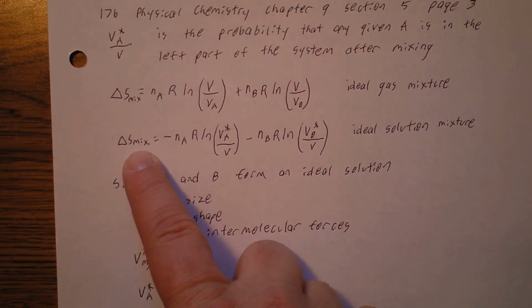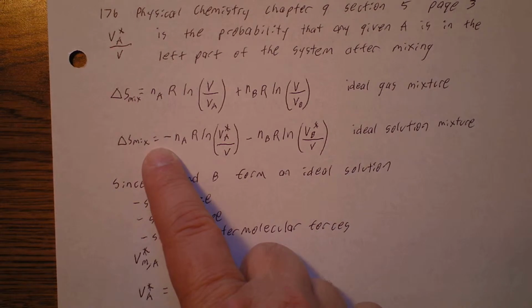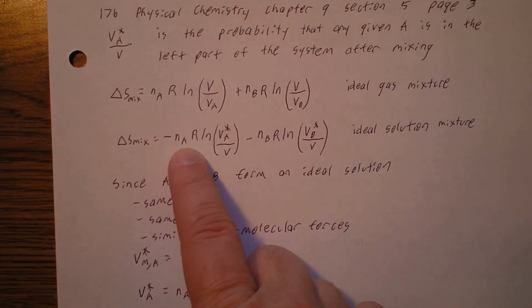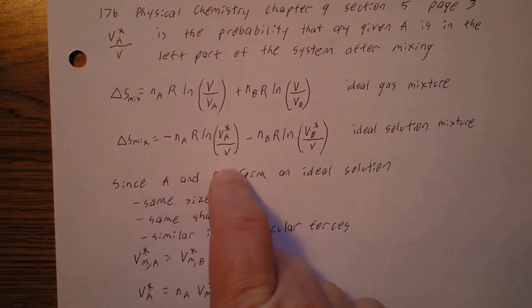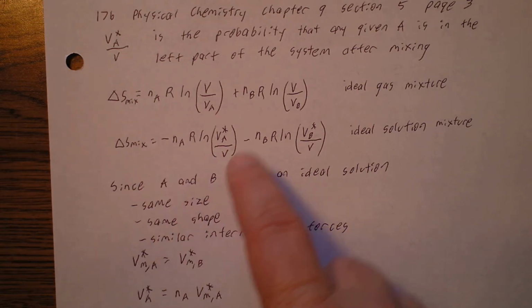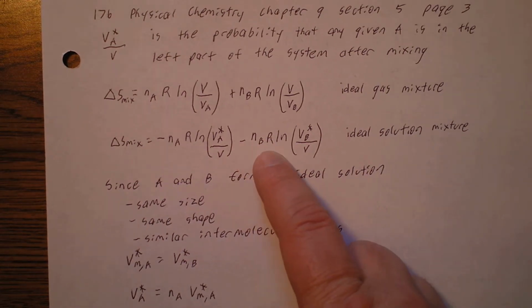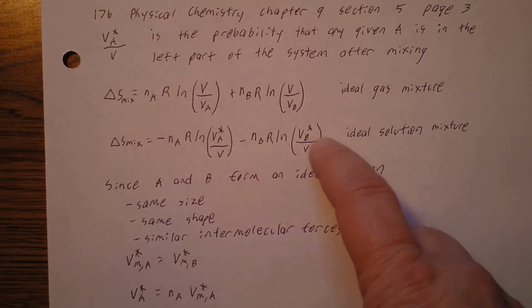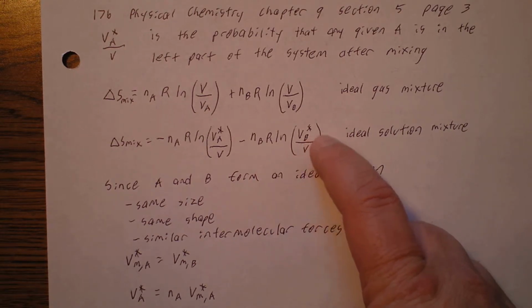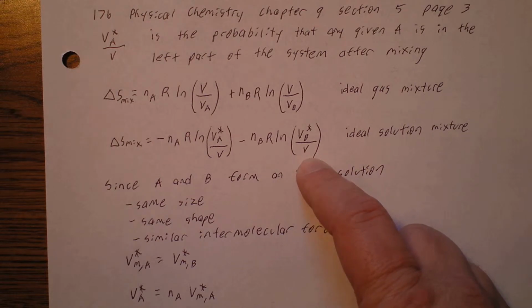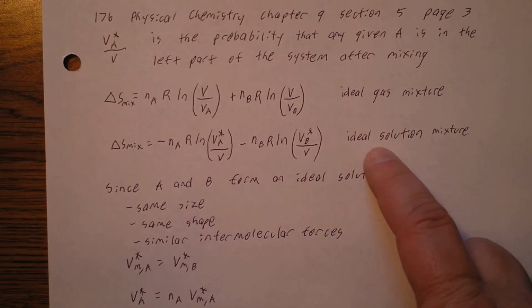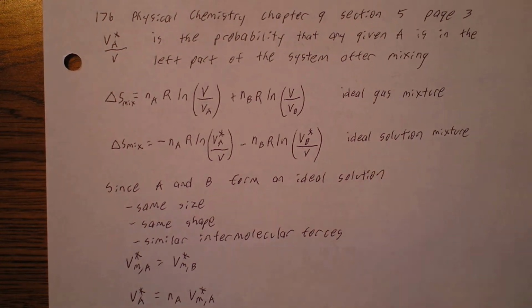So the change in entropy from mixing is going to be minus nA R natural log of VA star over V. Notice how we flipped it upside down, this way we have a minus sign. Minus the number of moles of substance B times R times the natural log of the unmixed volume of B divided by the total volume. And that's for an ideal solution or mixture.